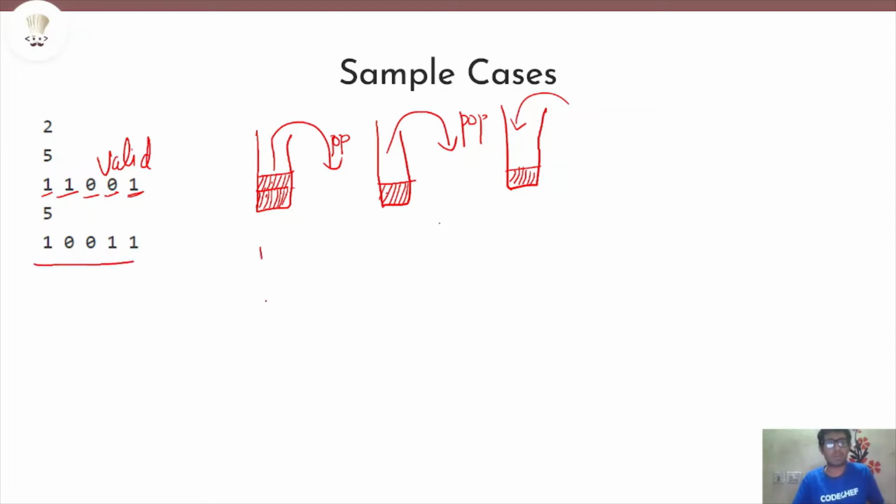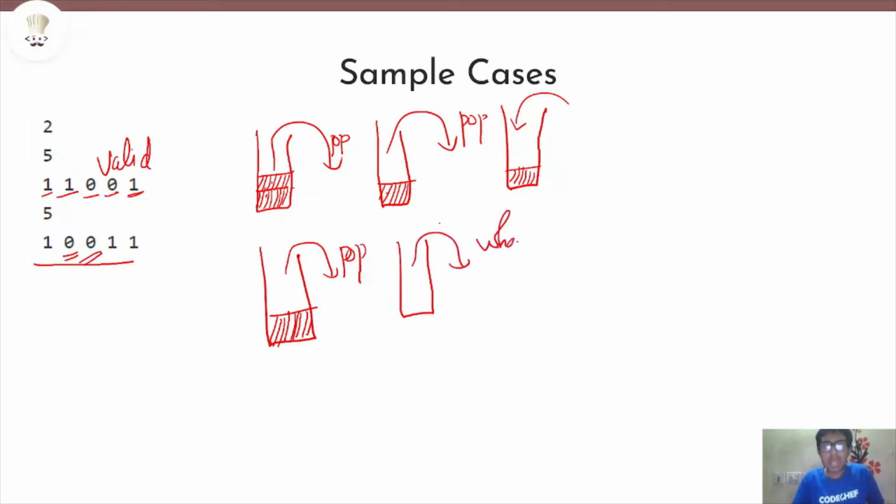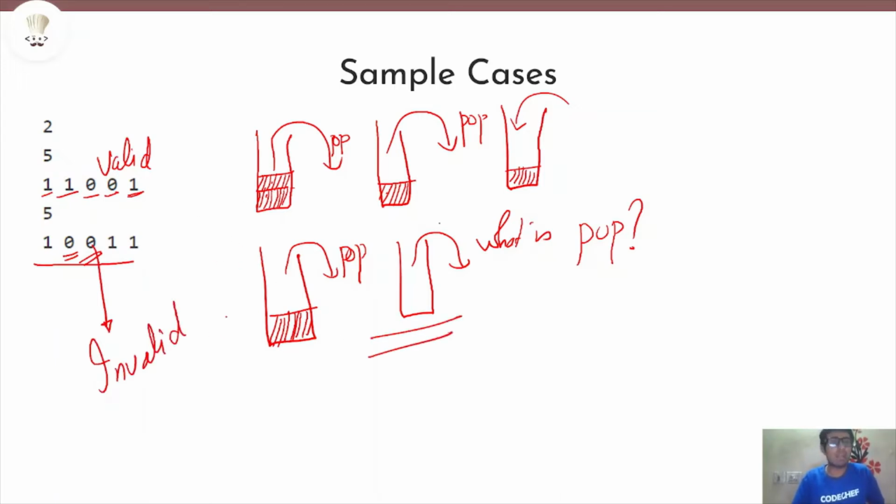But let's look at this operation. First you have 1, which means that you will push an element onto the stack. After pushing an element onto the stack, you have a pop operation, which means that you remove this element out of the stack, and you have an empty stack. Then again you get a pop operation. What is there to pop? There is nothing to pop out from an empty stack. So here it is an invalid instruction. Whenever you encounter an invalid condition like this, immediately break out and print invalid. That's all the problem is.